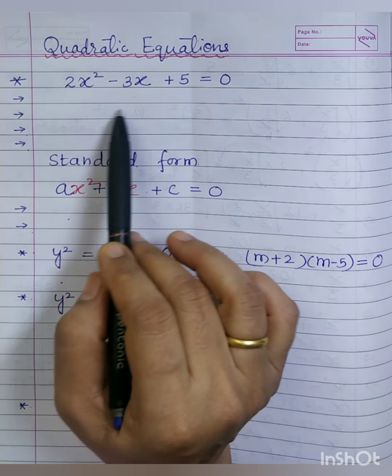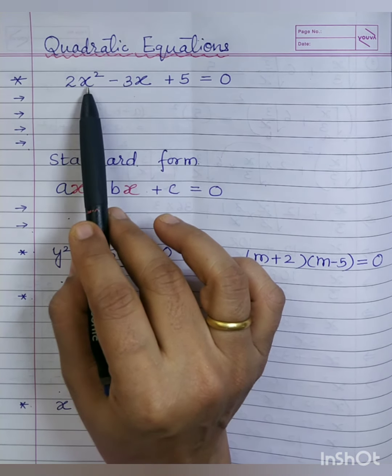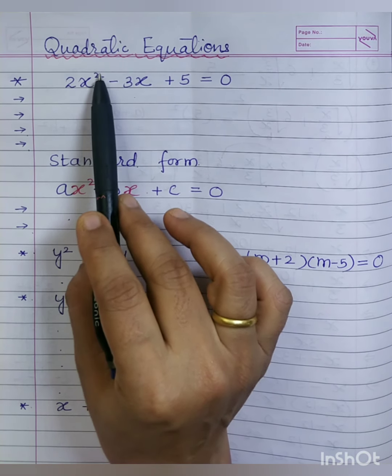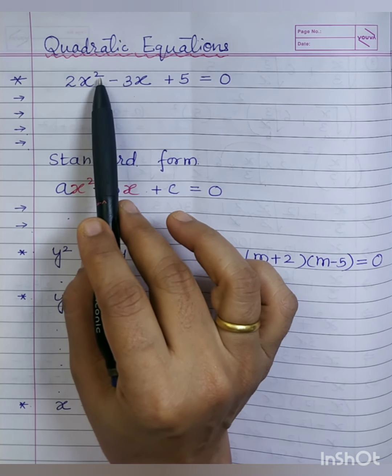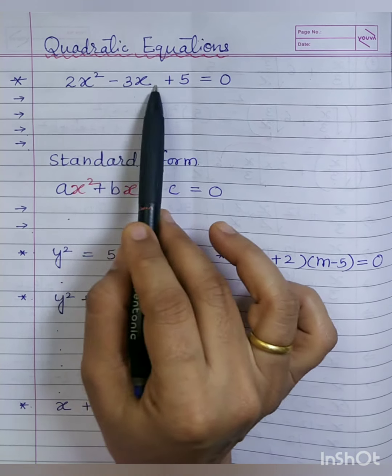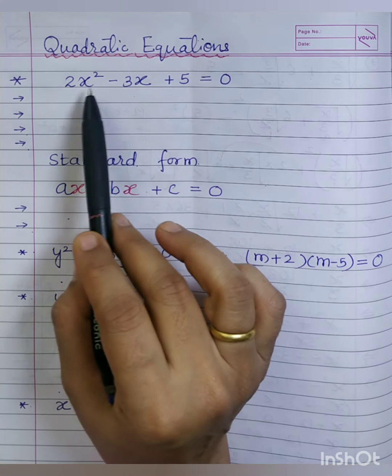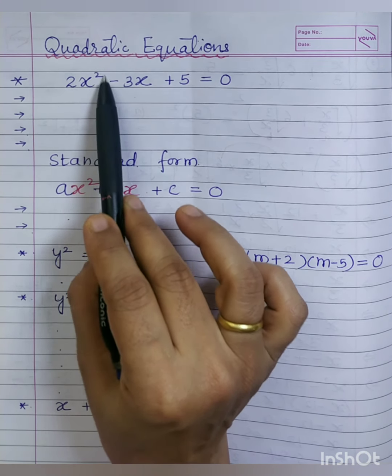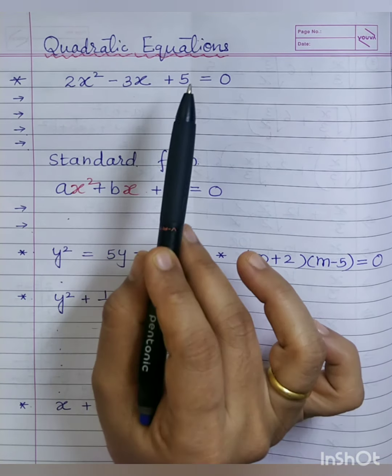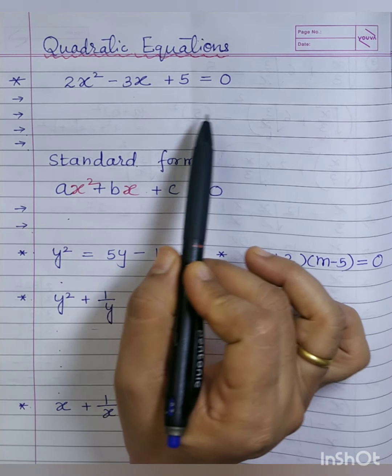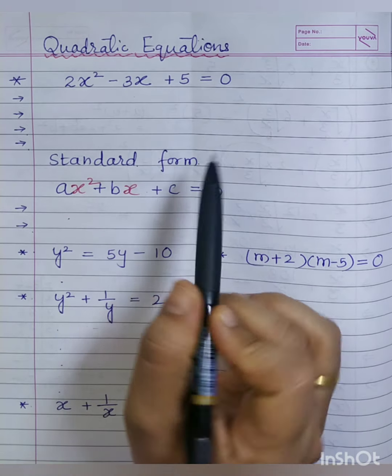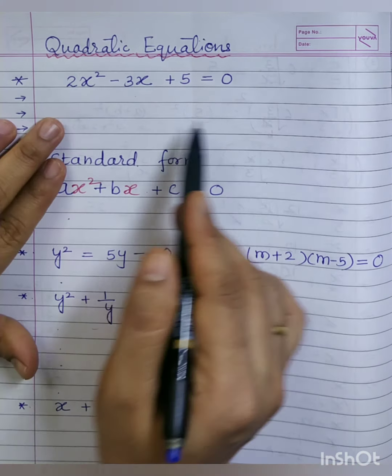How many variables are used here? 1. And what is the highest degree of this variable? 2. So, an equation where only one variable is used and the highest possible degree is 2 is called a quadratic equation. You already know about quadratic polynomials. This is a quadratic equation.